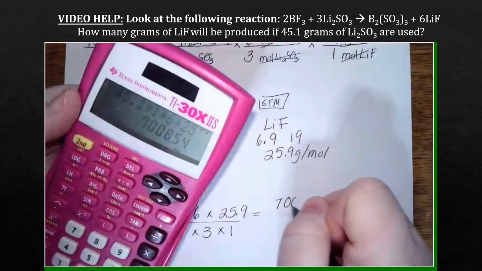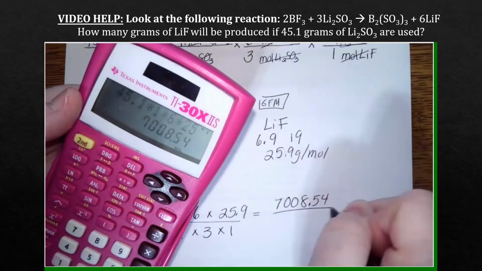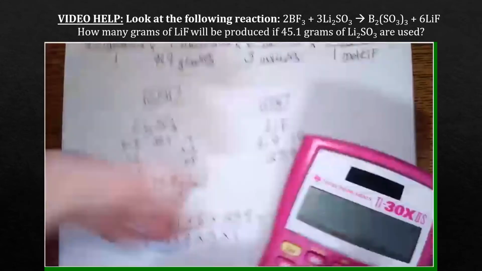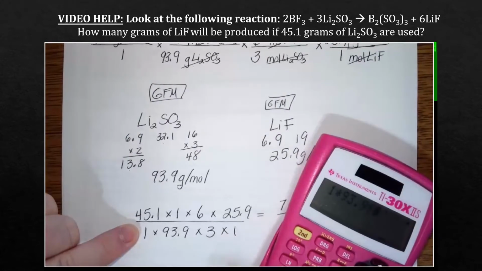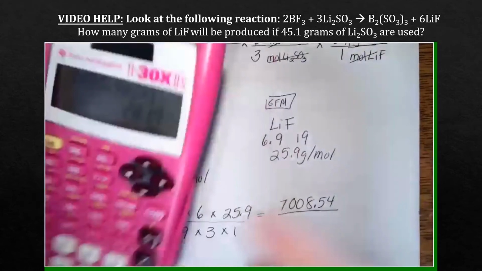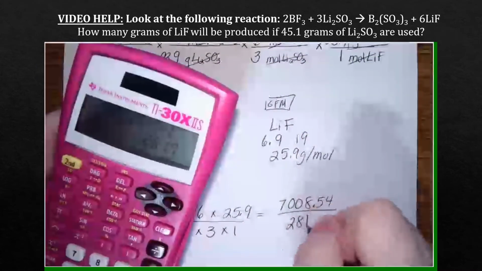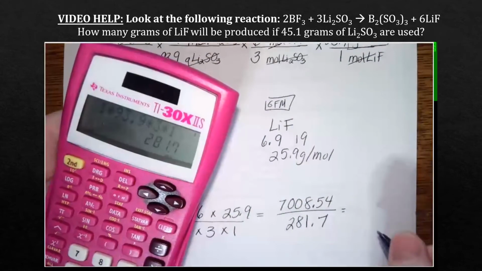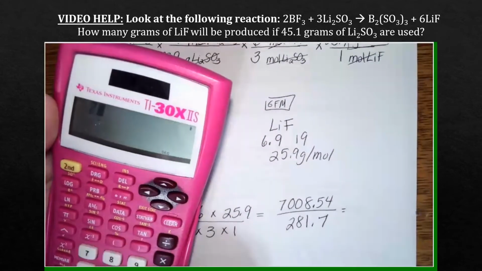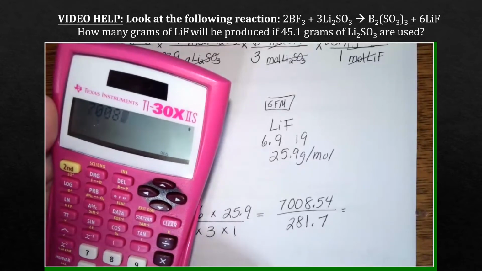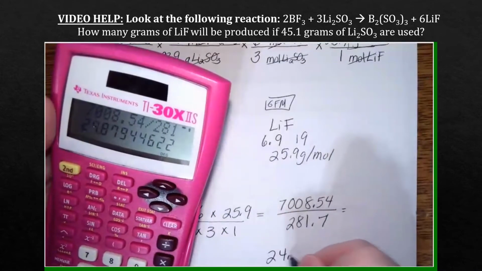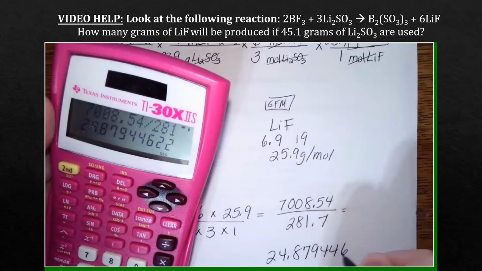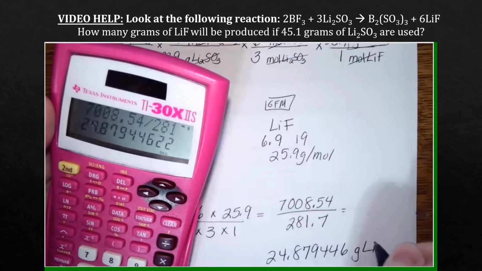So now I need to do those in the calculator. I'm just going to multiply 45.1 times 1 times 6 times 25.9 equals 7008.54, and I'm going to put that on the top. And then on the bottom, we have 1 times 93.9 times 3 times 1 equals, and we're going to write that on the bottom. Okay, now I have to divide those two. So 7008.54 divided by 281.7 equals, so I get 24.879446, okay, grams of LiF.